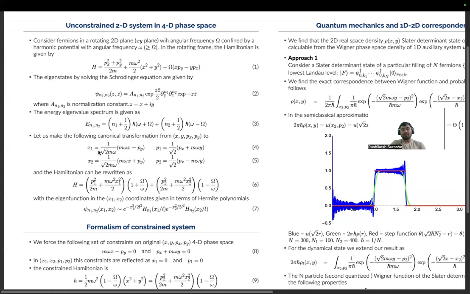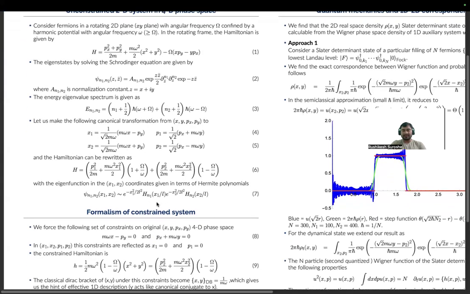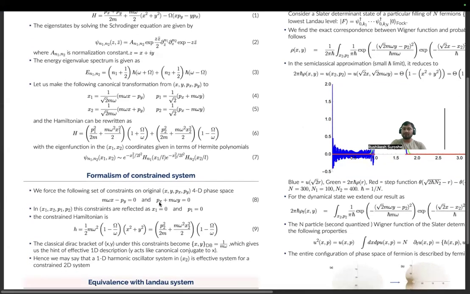Now we can make the following canonical transformation from x, y, px, py to x1, x2, p1, p2. In this new coordinate system, the Hamiltonian is given like this, where you can see the eigenfunction has a similar structure to the eigenfunctions of the harmonic oscillator. Now, coming to our problem.